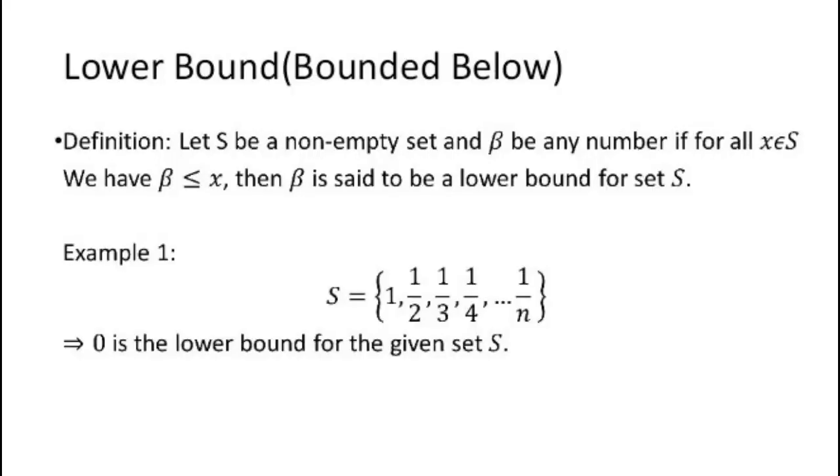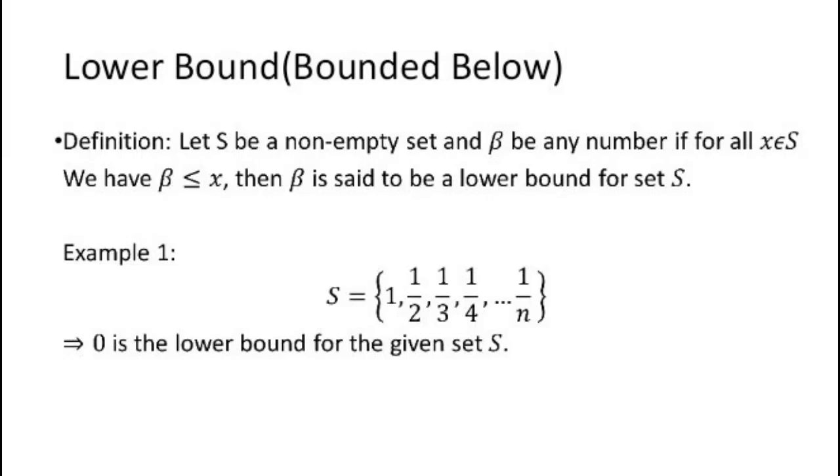Let's talk about the concept of a lower bound, also known as being bounded below. A lower bound is a number that is less than or equal to every element in a given set. So here's the formal definition. Let S be a non-empty set and let beta be any number. If for every element x in the set S, beta is less than or equal to x, then beta is called a lower bound of the set S.